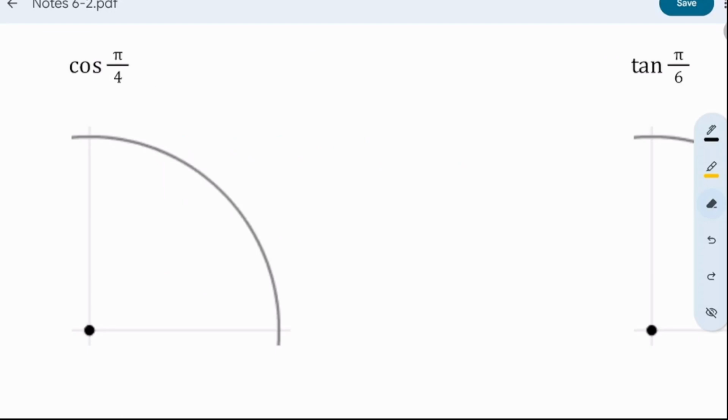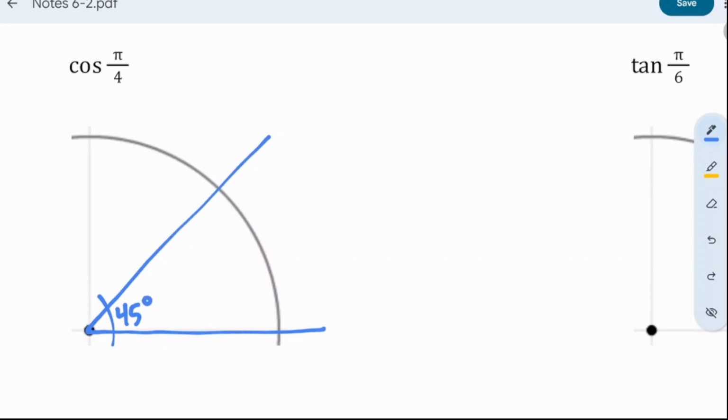If we're confronted with something like cosine of pi over 4, first step, find pi over 4 on the circle. Pi over 4 is equivalent to 45 degrees. So I'm going to go up 45 degrees from 0. Remember, positive angles rotate counterclockwise. And so that'll be a 45-degree reference angle in there.